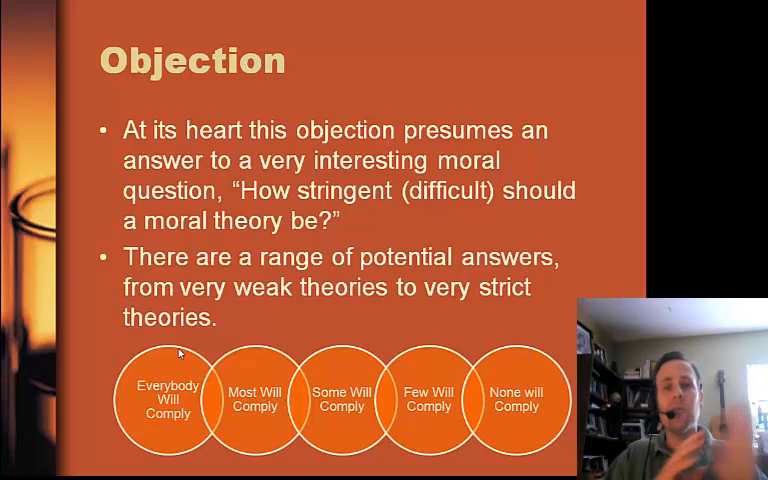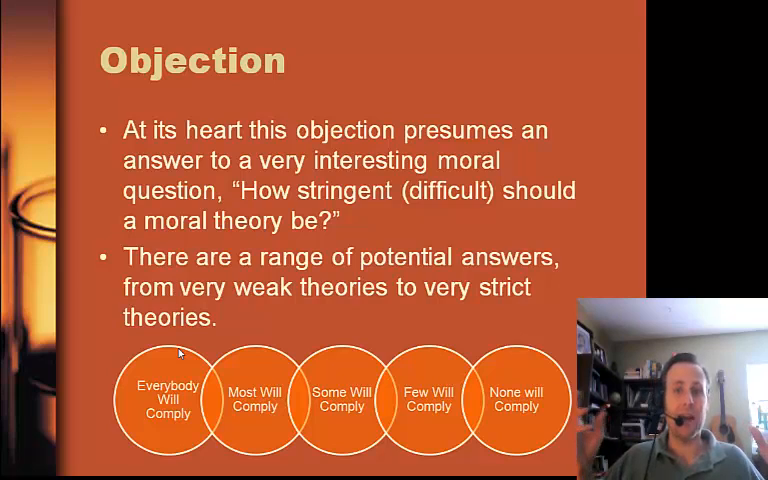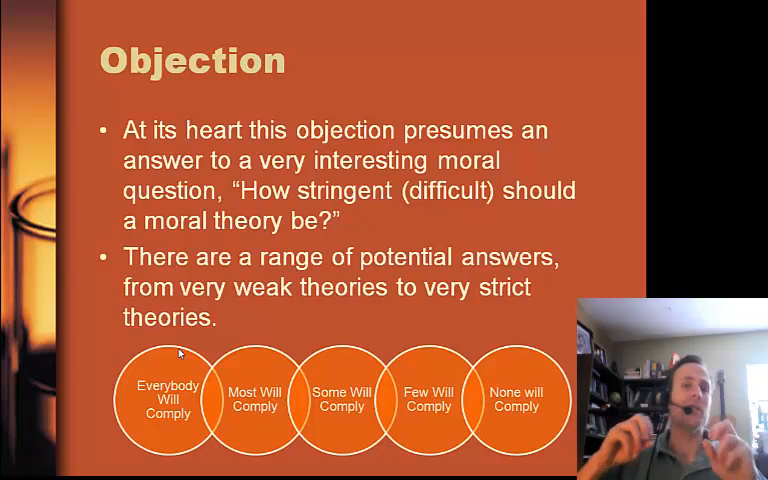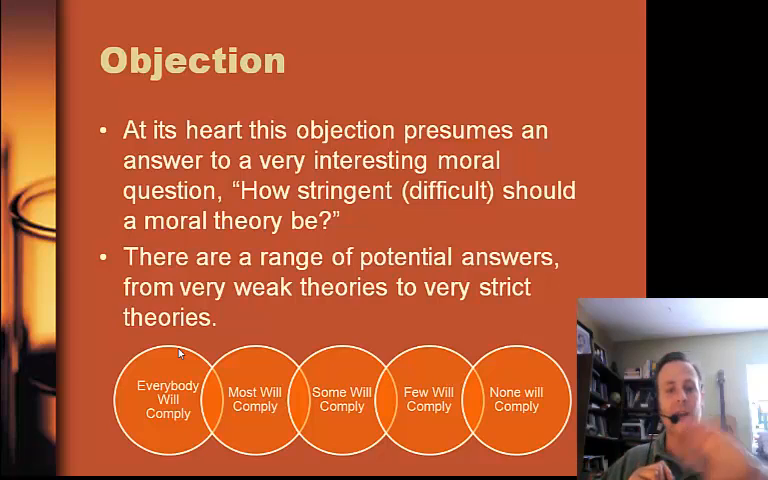Right? That is, if everybody will do the thing the moral theory requires, then it's a good moral theory. Right? That's sort of one end of the scale. Another type of answer to how difficult a moral theory should be is, well, a moral theory is too difficult on one hand if not everybody will comply.